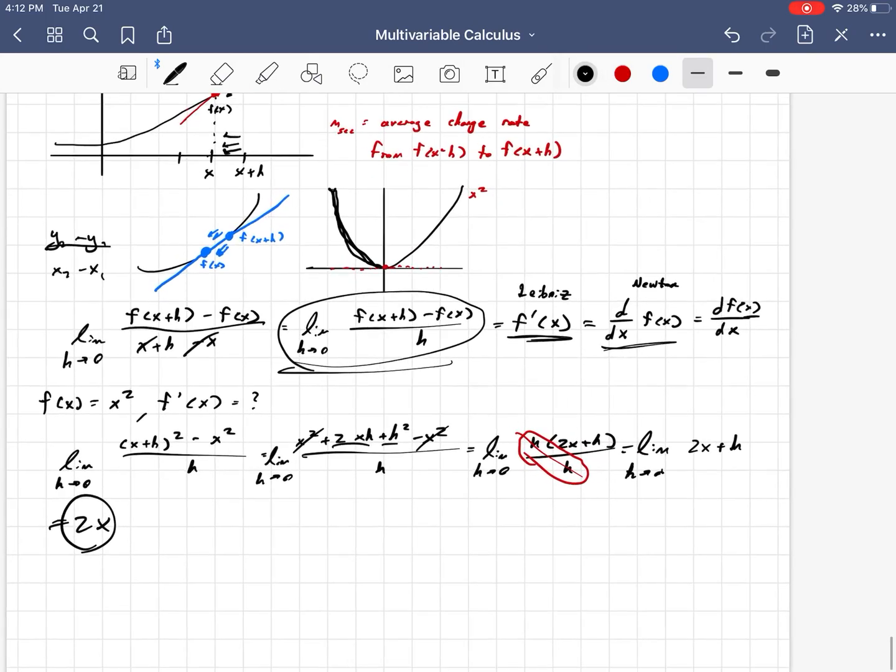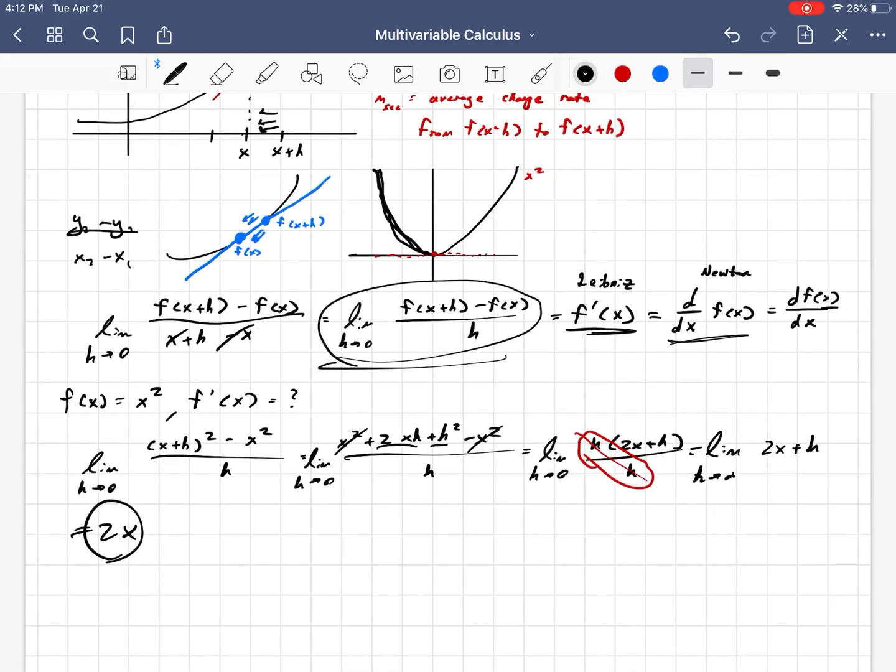Now, what does it mean? It means, if we were to consider this poorly drawn parabola to be x squared, then the function 2x tells us the slope of a line tangent to the curve of x squared for any particular value of x. For example, let me try to draw it a little better.